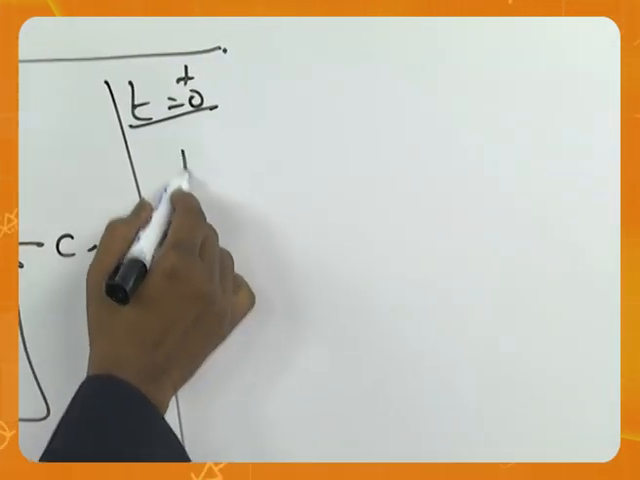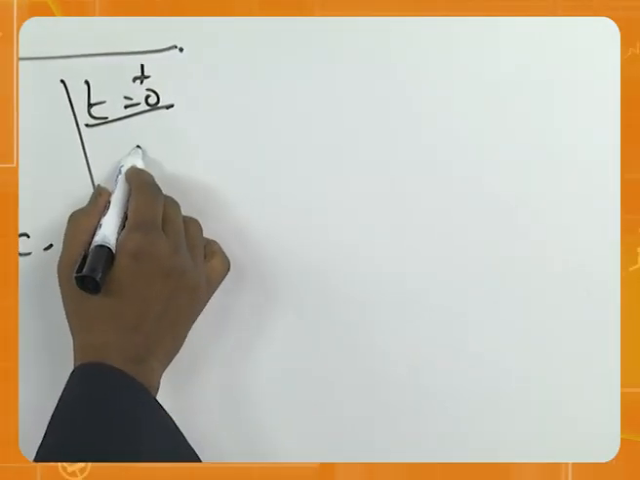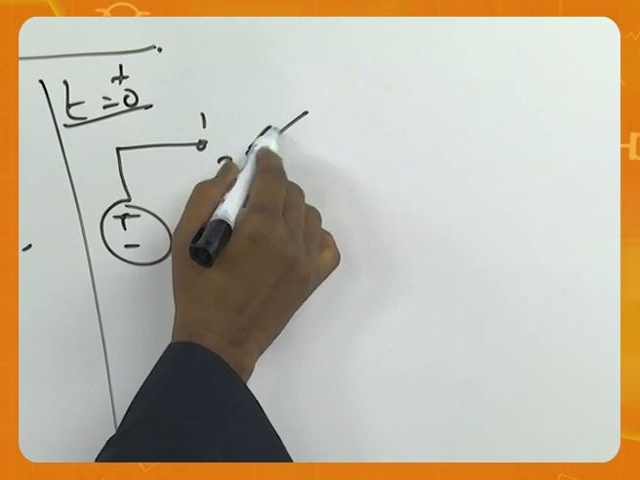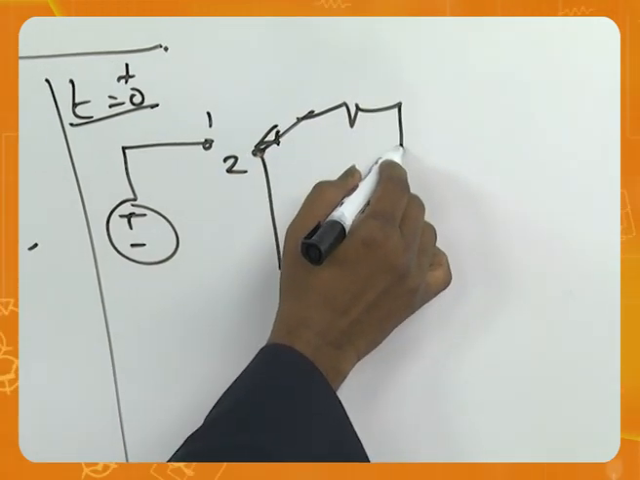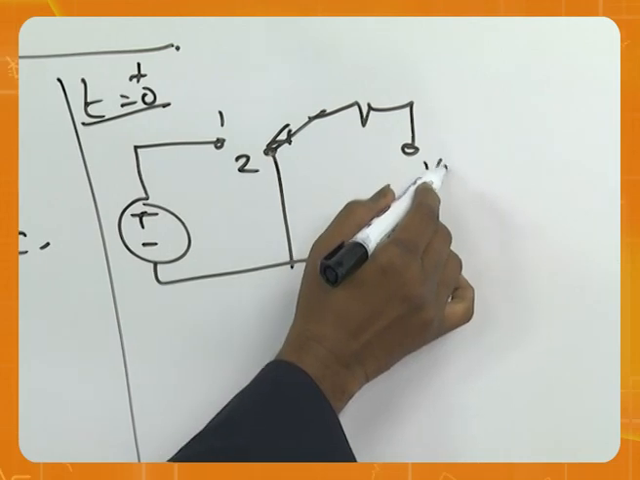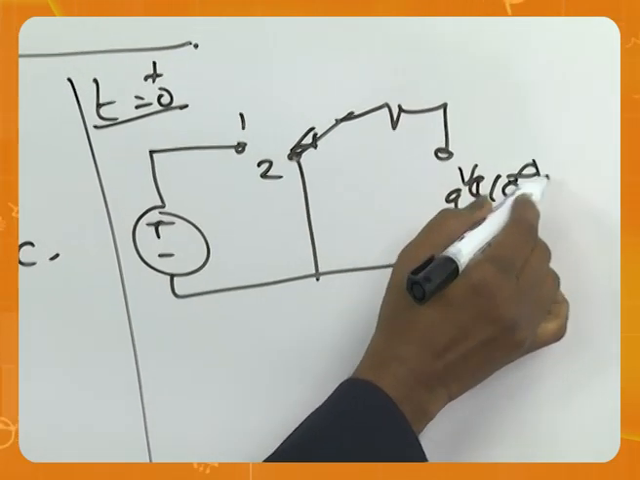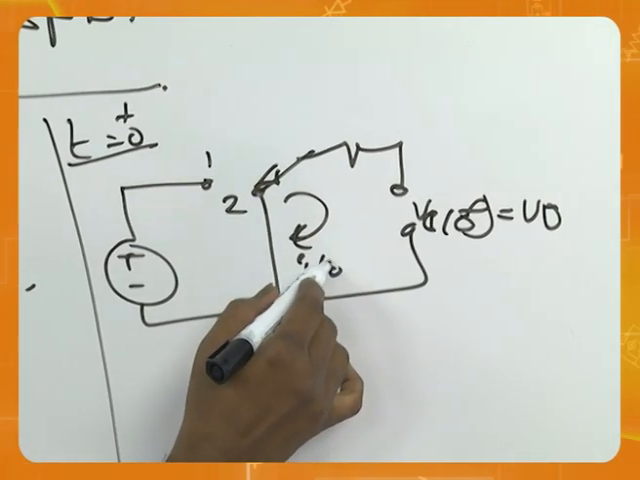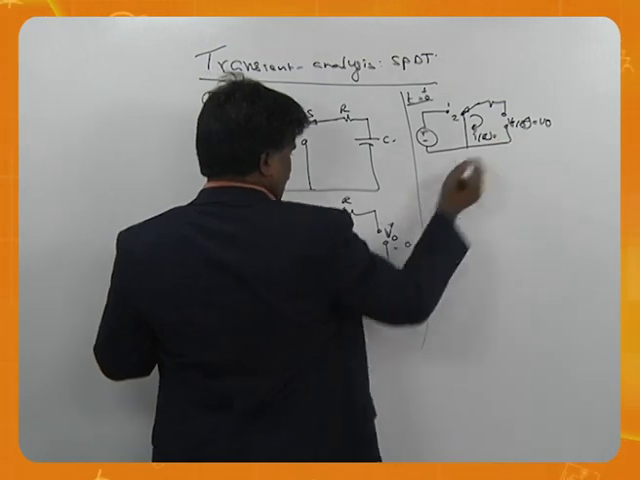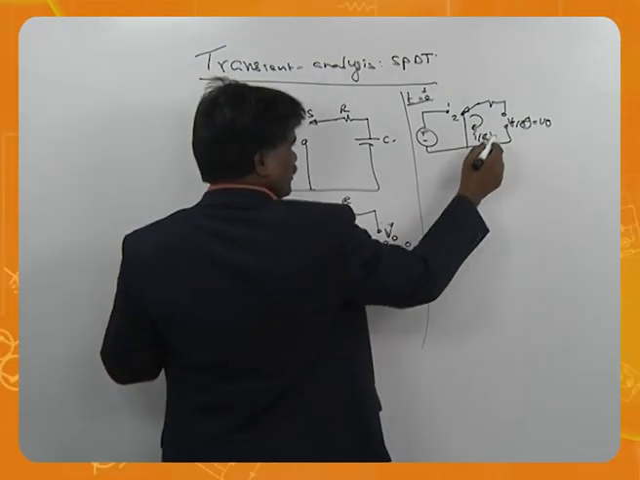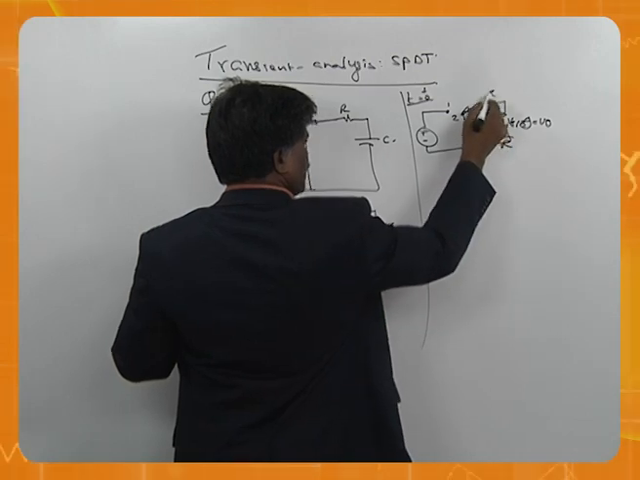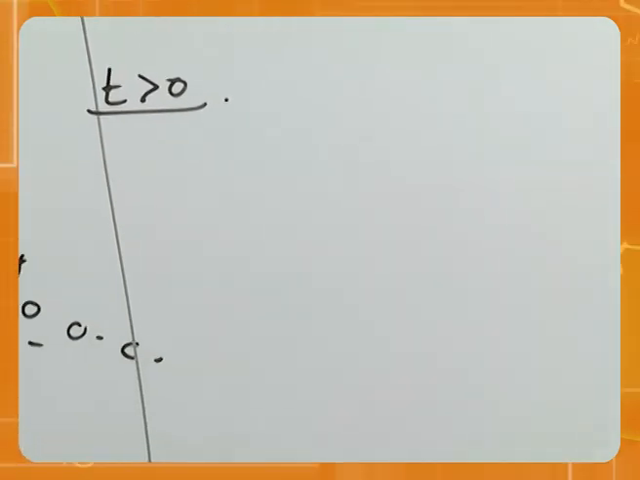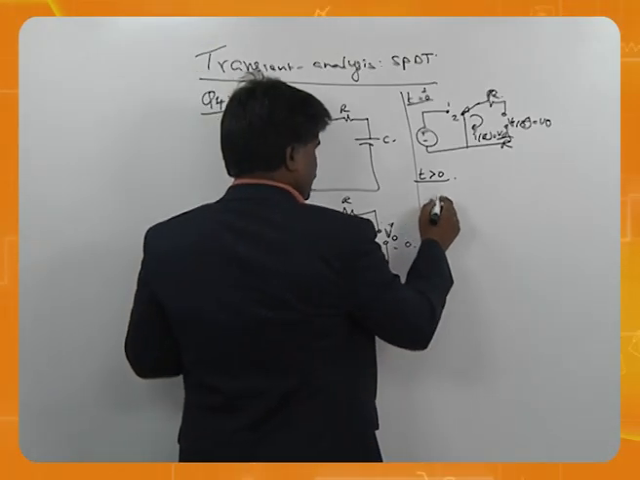Similarly, at t equals 0 plus, the switch is moved to 2 here, and the capacitor cannot change its voltage instantaneously. So what is the voltage here? The voltage is V0. What is the current there? The current is now V0 by R. Now for t greater than 0, what will happen?